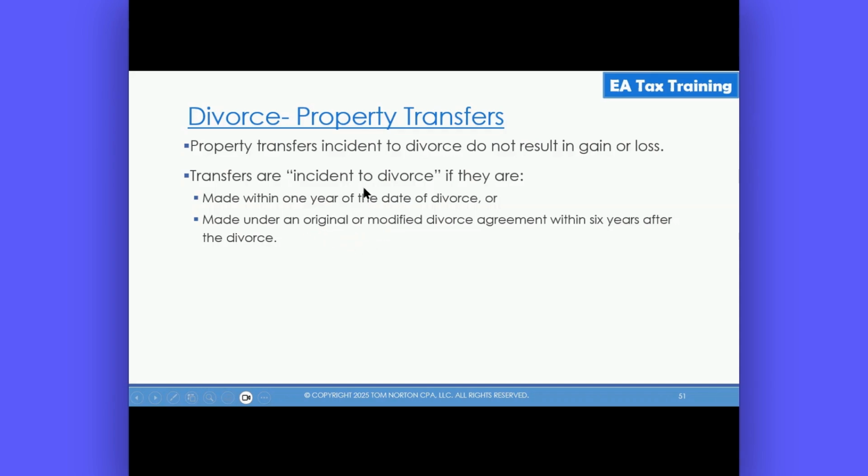So any transfer of property between spouses or former spouses within 1 year after the date of divorce will be considered incident to divorce, even if it's not provided for in any kind of agreement. If there is an agreement that calls for a transfer of property, as long as that transfer occurs within 6 years after the divorce, then it too will be considered a transfer incident to divorce. So remember that rule. Mostly remember property transfers incident to divorce are not taxable, do not result in any kind of gain or loss. And then you can also remember what incident to divorce means.